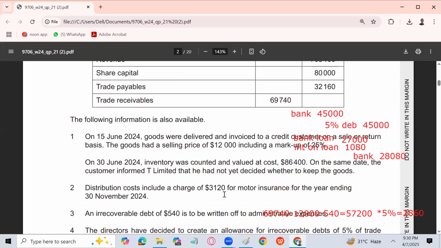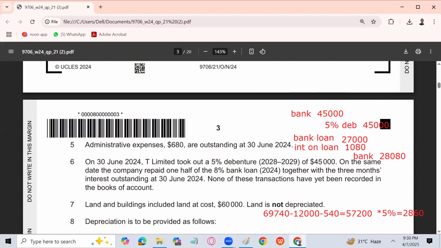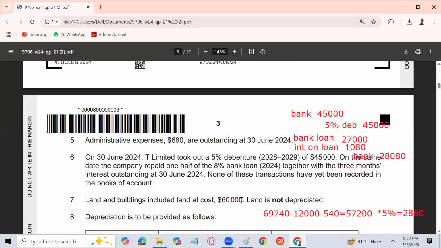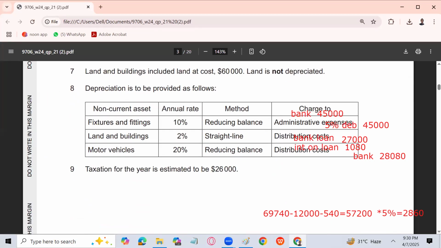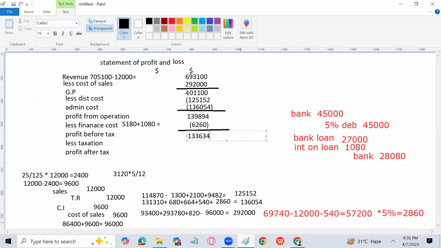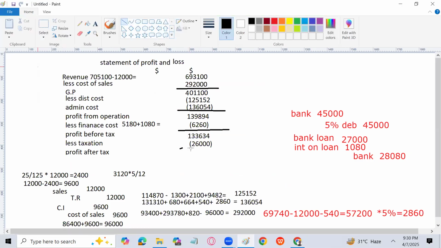The taxation liability given in the question is how much? That is 26,000. So I will subtract 26,000 taxation and I will get the profit after tax. So this is how we have calculated the profit after tax: 107,634.